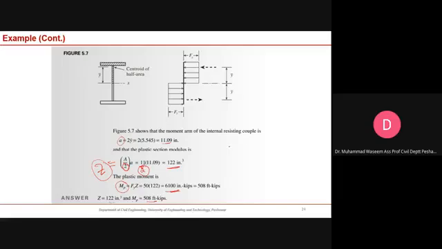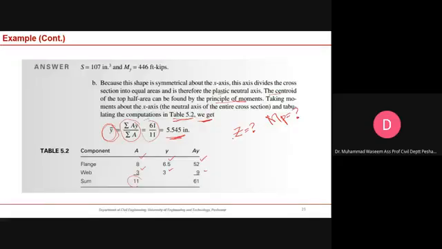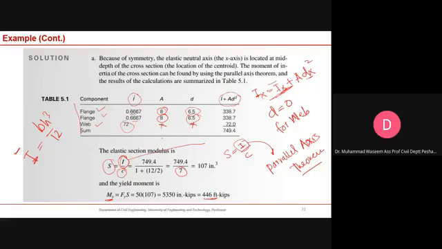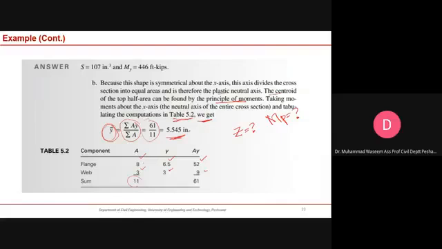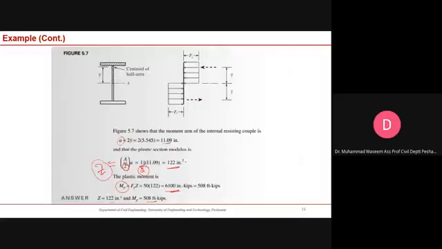You can go over this example and think over it: why we have used this approach, the principle of moments, to locate the centroid, and why we have used this approach over here. Anybody from the class who can comment on why we have used this approach in the computation of the I value for the elastic section modulus, and why we have used this approach to compute the plastic section modulus? Any idea why there is a difference?